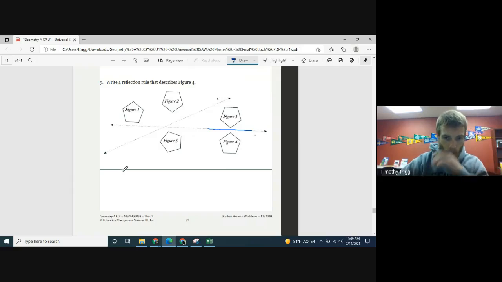So what we would write is we can write R for reflection. And what are we reflecting across? Line S. So we write a lowercase s here. So that means we're reflecting across line S. And we're reflecting figure 3. So we're reflecting figure 3 across line S, and that gives us figure 4. Okay, hopefully that makes sense.